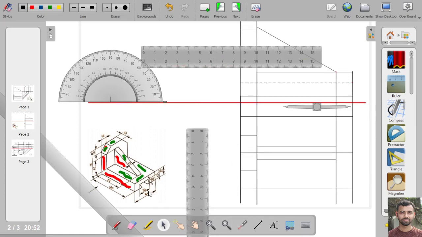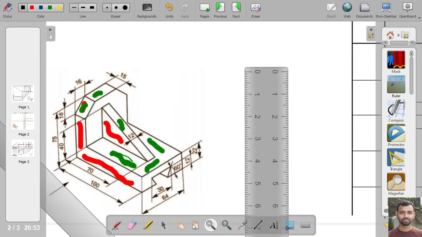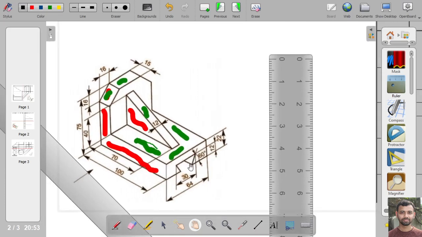Now this lower part, again this slot, cannot be seen when we are looking from the top. As this portion cannot be seen, we still have to draw this part. Now if you look into the picture, then here the slot is at an angle of 60 degrees.